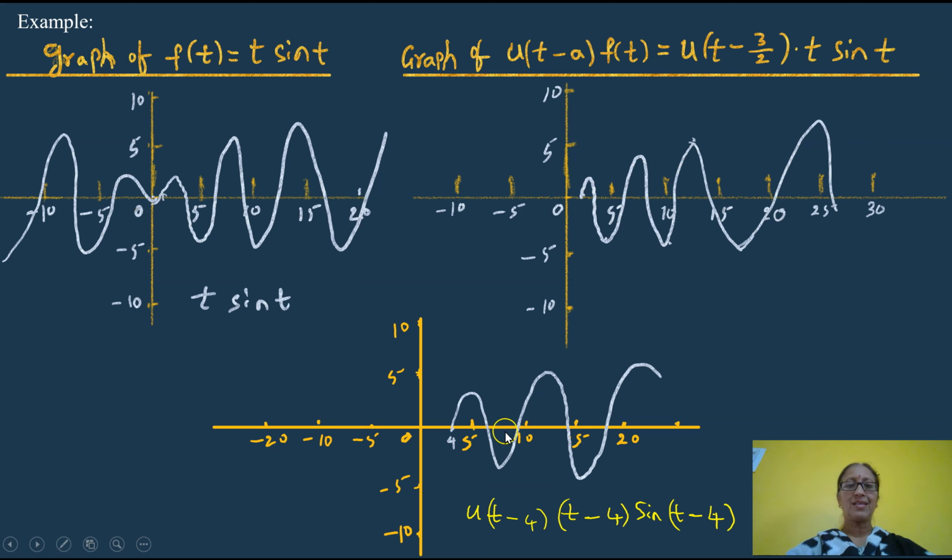But when you observe this graph, this is u of t minus 4 into t minus 4 sin of t minus 4. That is, this is the u of t minus a, f of t minus a form. Here this graph starts from t equal to 4, but this whole graph is shifted 4 units to the right. So you can understand the definitions which we discussed in the previous slide using these graphs.